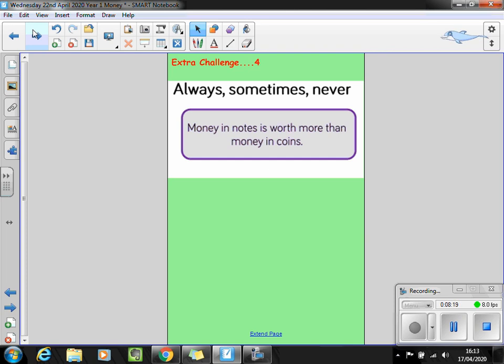And the last challenge is an always, sometimes or never statement, where you might have to think about all different possibilities and conclude whether you think this is always true, sometimes true, or never true. And the statement is, money in notes is worth more than money in coins. Can you give me examples of whether you believe that is true? All the time, sometimes, or never true?